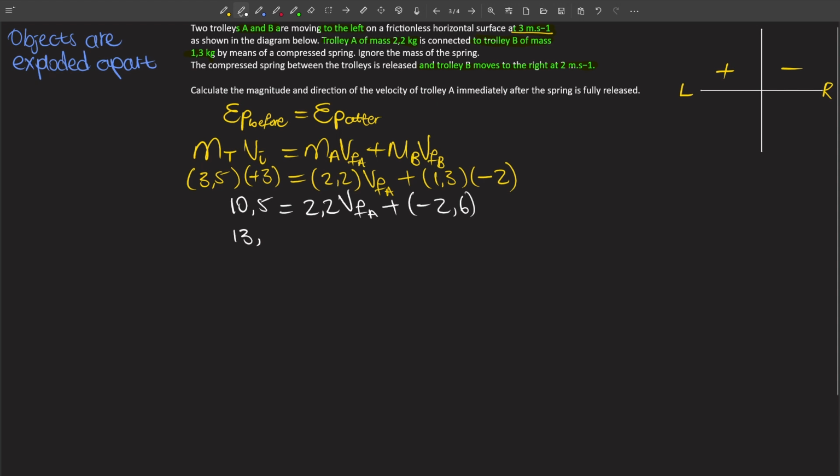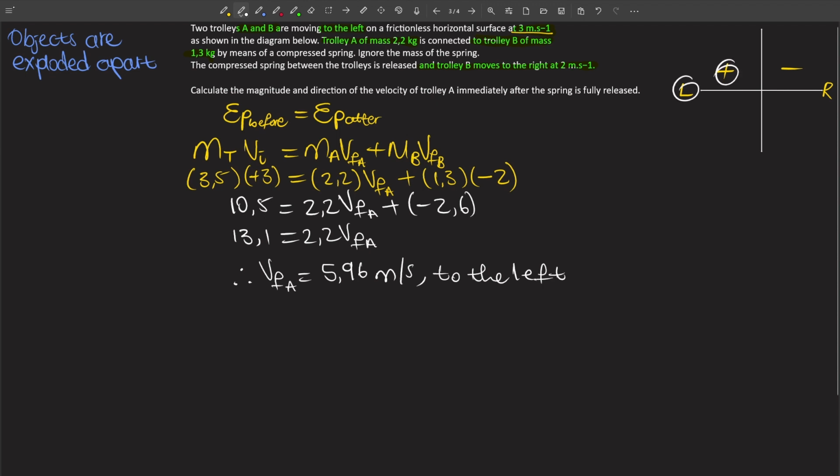I will have 13.1 is equivalent to 2.2 final velocity of A. 13.1 divided by 2.2 will result in a final velocity of 5.96 meters per second. And because this is a positive answer, it means that it will be to the left, as I've chosen my left direction as positive.